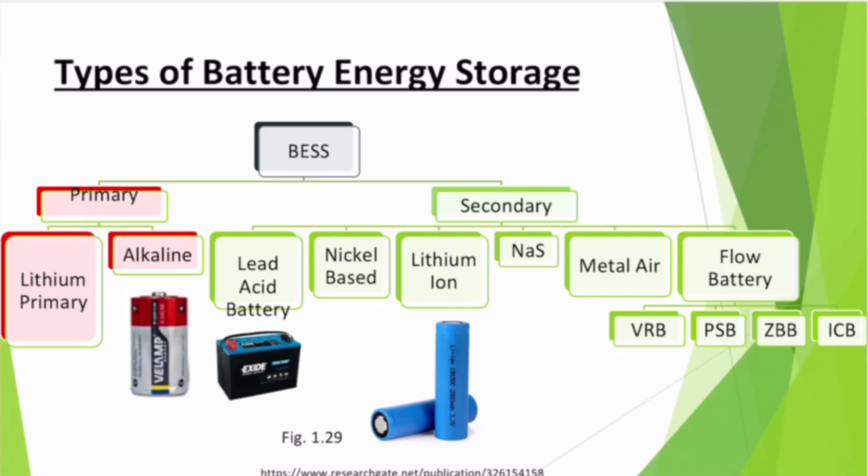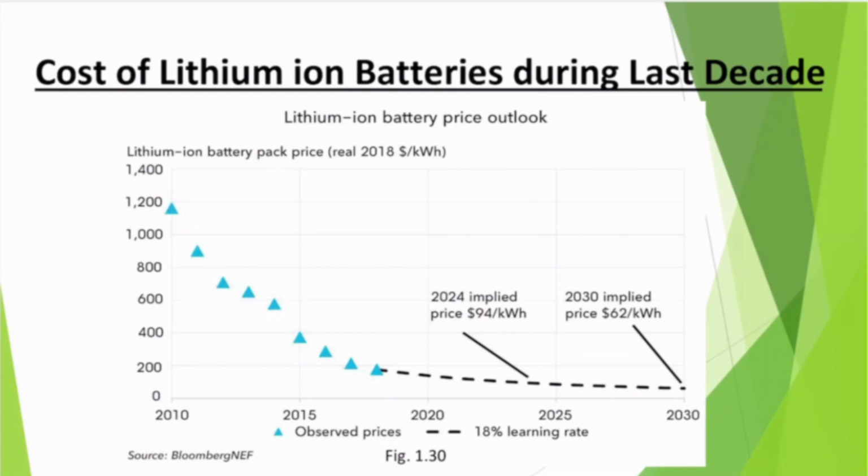Now, if you see the whole set of diagrams, battery energy storage systems are divided into two sections. One is known as primary, the other as secondary. The primary ones could be either lithium or alkaline. In case of secondary, it could be lead acid, nickel-based, lithium-ion, NAS, metal ion, flow battery, and all those technologies. So today, we are very keen to use secondary batteries for large renewable energy storage. Now, one thing is very important. Lithium ion is considered to be one of the best storage technologies as of now, and the cost was an issue, but fortunately the cost keeps dropping over a period of time.